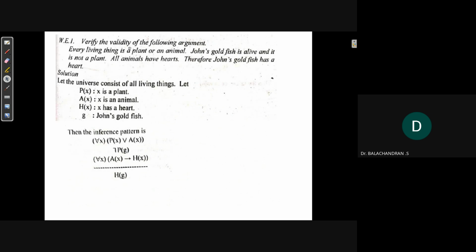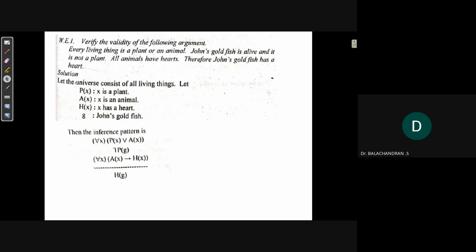Okay, so next one, verify the validity of the following argument. Every living thing is a plant or an animal. Next, John's goldfish is alive and it is not a plant. All animals have hearts. This is the first premise, second, third. Therefore, conclusion: John's goldfish has a heart.